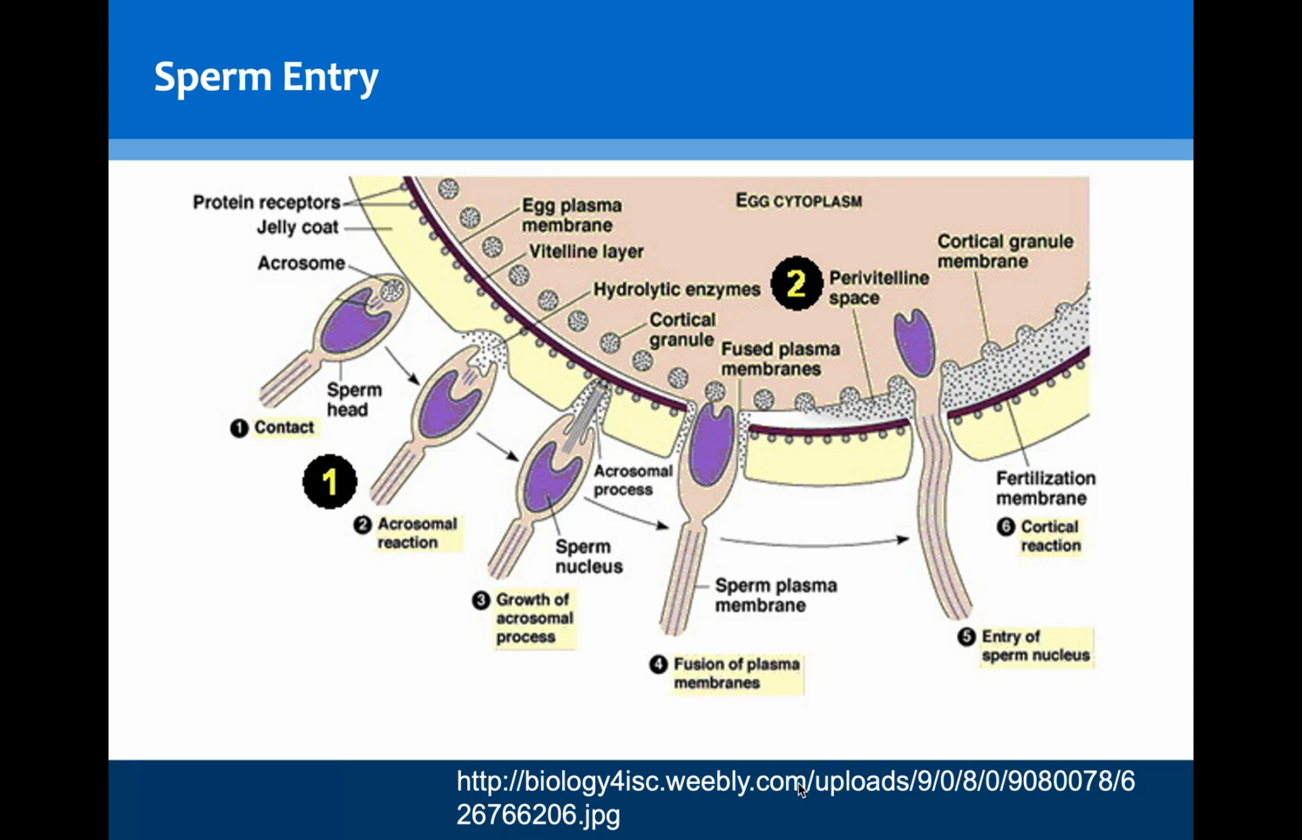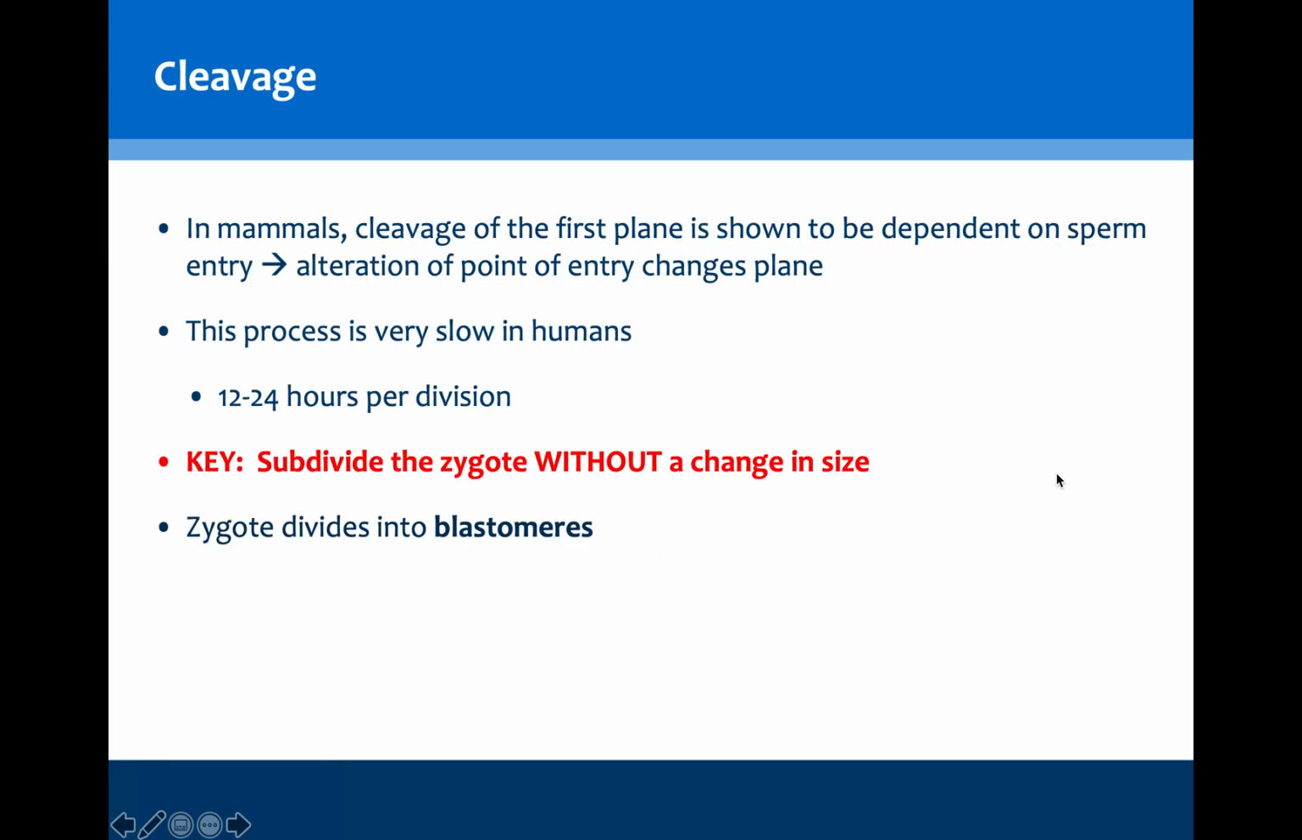Now, this is a diagram demonstrating these processes that we've just discussed. Here is the sperm making contact. It'll bind using these ZP3 receptors. This is the acrosomal reaction, a breakdown of the cell membranes, which allows entry of the sperm nuclei, and then allows fertilization. Now, this calcium flux that we described earlier will dictate the plane of cleavage of the fertilized oocyte.